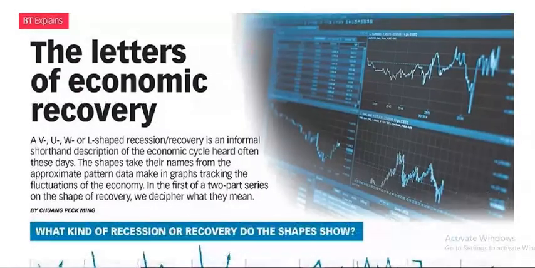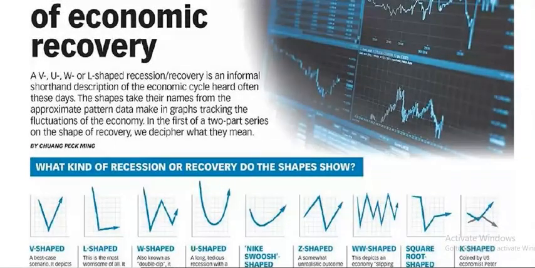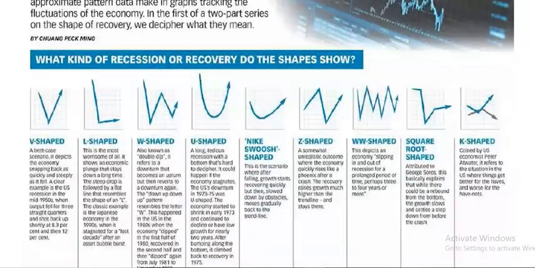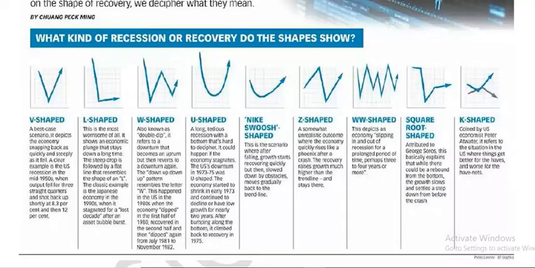If you look at the letters, Business Times explains the letters of economic recovery. There are many types of economic recovery, like V, U, W, L. Recession or recovery is a formal shorthand description of the economic cycle, heard often these days. These shapes take their names from the approximate pattern they make in graphs tracking the fluctuations of the economy. In the first of a two-part series on the shape of the recovery, we decipher what we mean. So these are the types of graphs you can see, including the K-shaped recovery. See what kind of recession or recovery these shapes show.